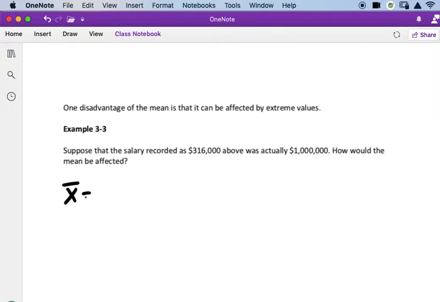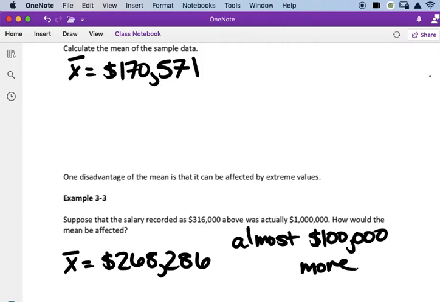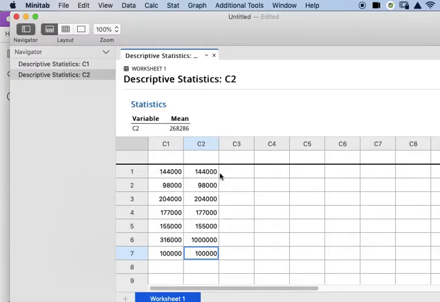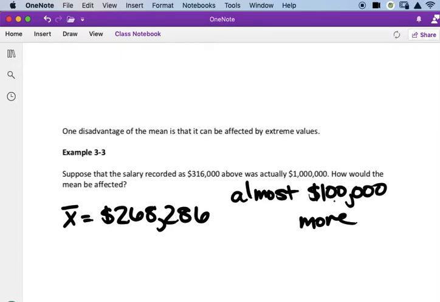If I compare this to my previous value, I can see that it is almost $100,000 more. And it actually is now larger than all of the data values except for that $1 million value. So if I look at my data values here, they are all less than 286,000 except for that 1 million. So the mean was very affected by the extreme value.